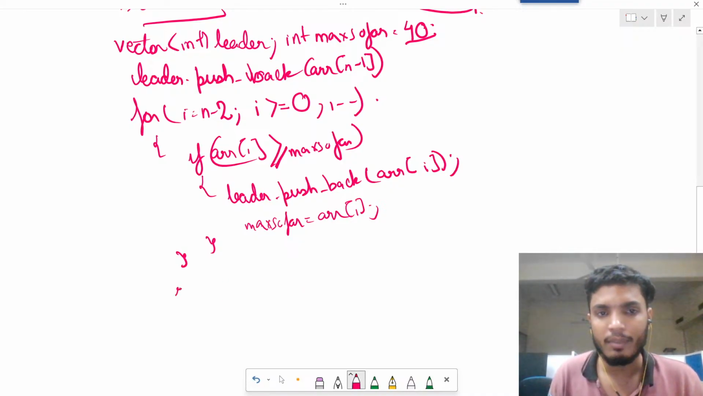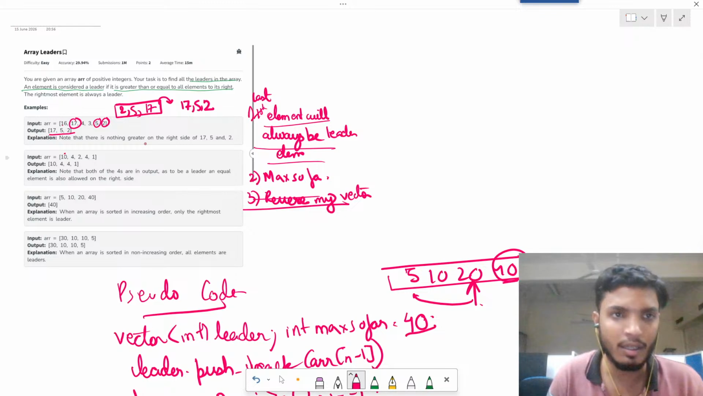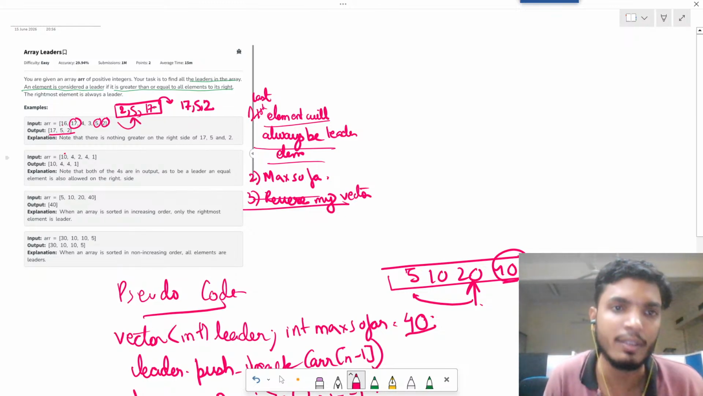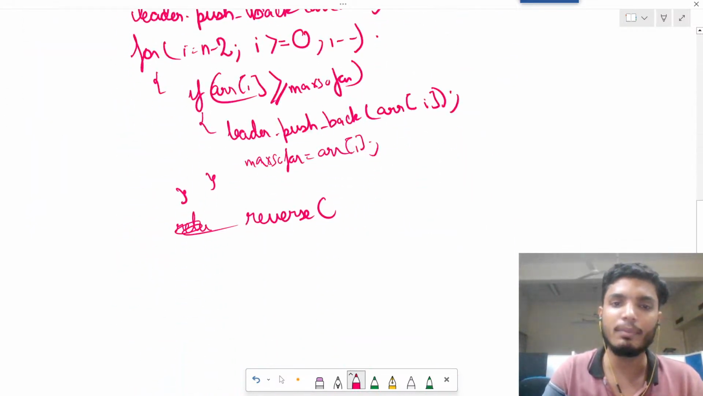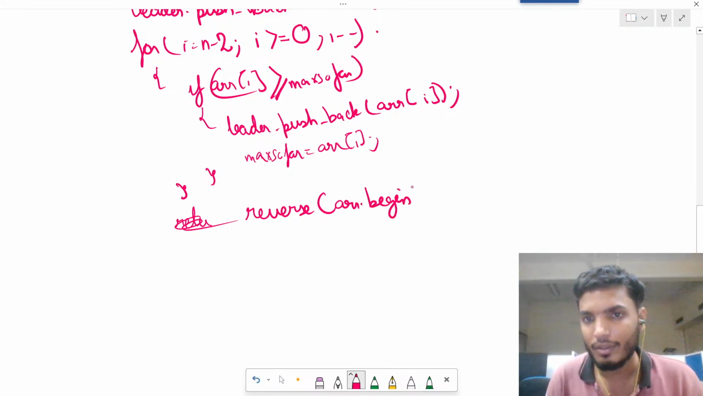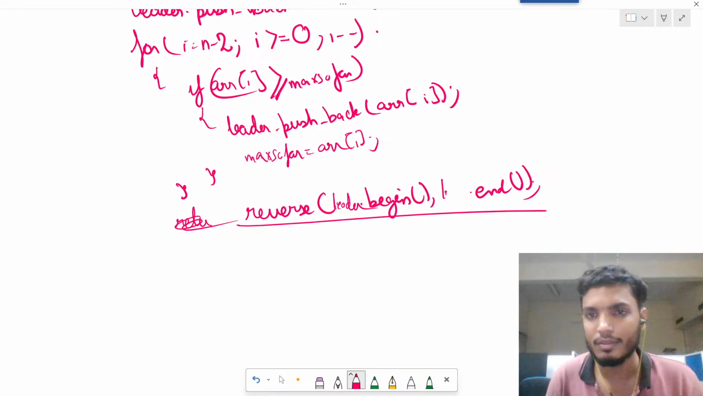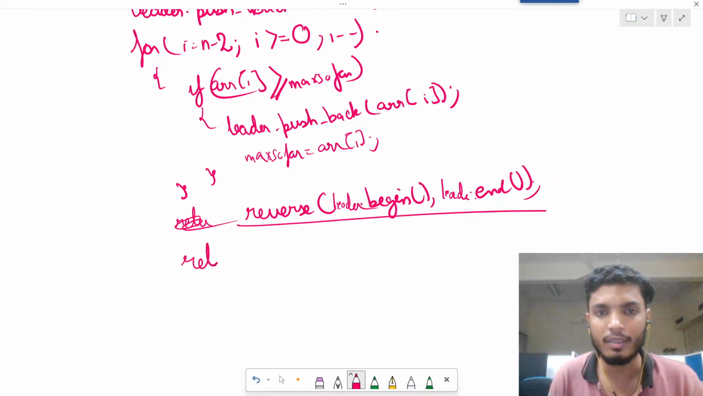So now I will be returning. I will have to reverse again. Whatever leader vector we have gotten, it will come like this. For example, the leader vector was 2, 5, 17, but I needed to reverse it. So after reversing I am getting 17, 5, 2. So I will be reversing, sorry, reverse leader dot begin, leader dot end, and I will be returning leader, return leader.